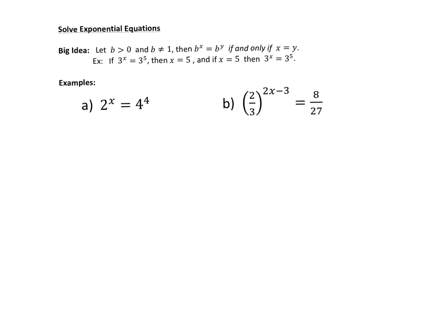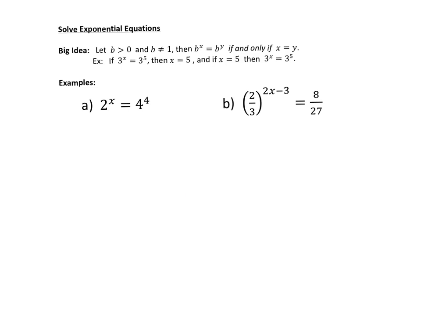Big idea. When b is greater than 0 and not equal to 1, then b to the x equals b to the y if and only if x equals y. It makes sense that this doesn't work when b equals 1, because if b equals 1, then we're just going to have 1 to some power equals 1 to some other power. Well, it doesn't matter what those powers are, those are still going to be equal.